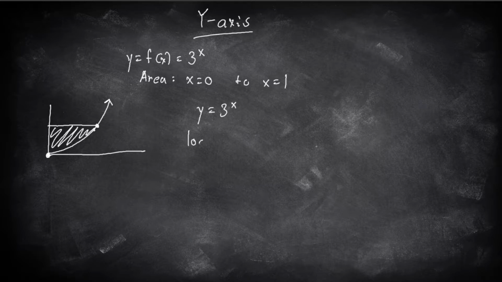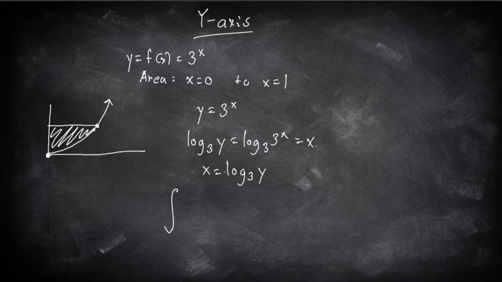Take log base 3 on both sides. Let's actually just show the process. Log base 3 of 3 to the power x. It's a log, so we can move the exponent down. So x times log base 3 of 3. Log base 3 of 3 is 1. So it's just equal to x. That means our equation in respect to y is just log base 3 of y. So we have to take the integral of log base 3 of y.